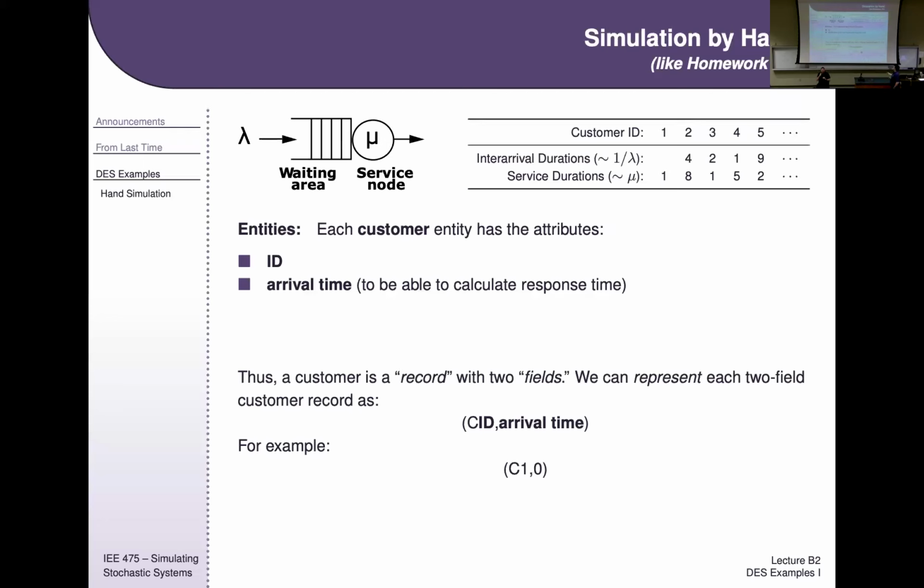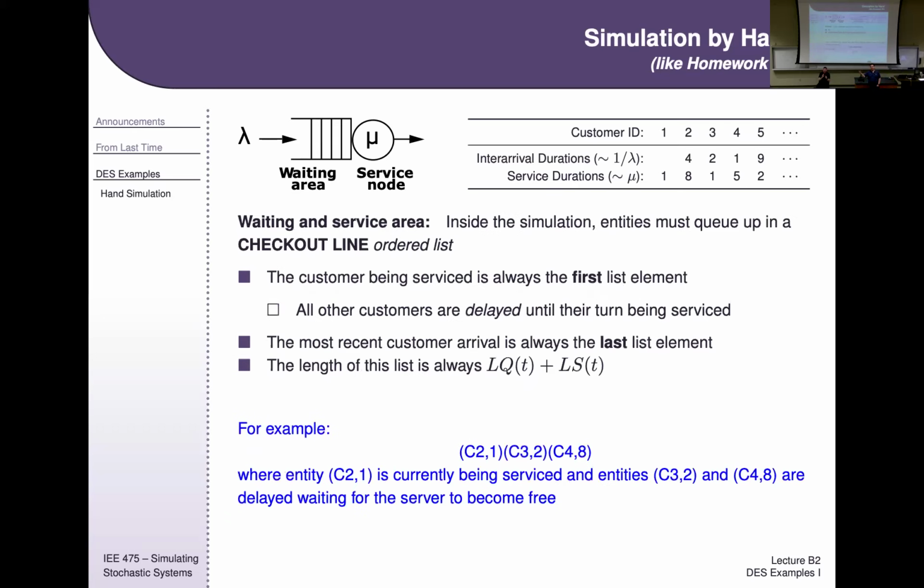So you're going to see these records down here that look like this. This says customer one arrived at time 0. You might see C6, comma 15: customer 6 arrived at time 15. So that's this record. We keep track of them in this checkout line, this waiting and service area. So we're going to put all of these customer records in here.